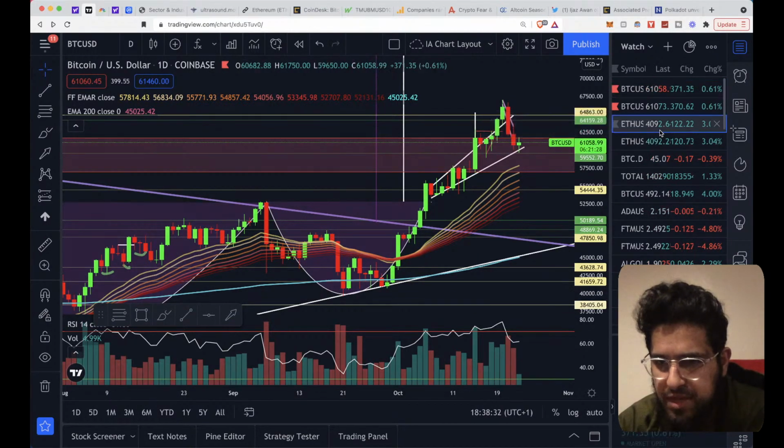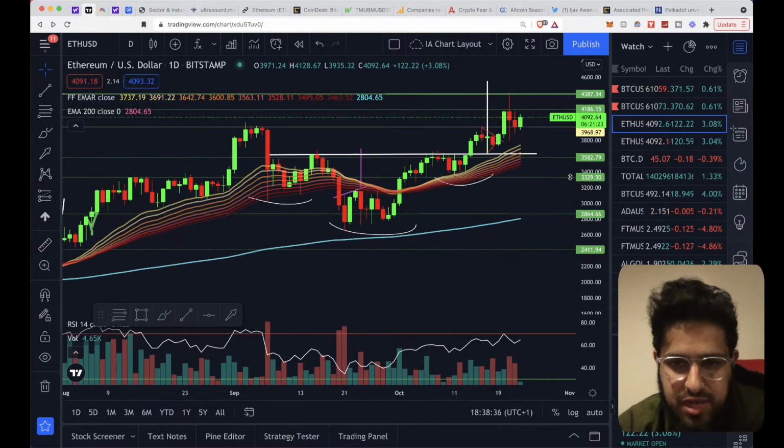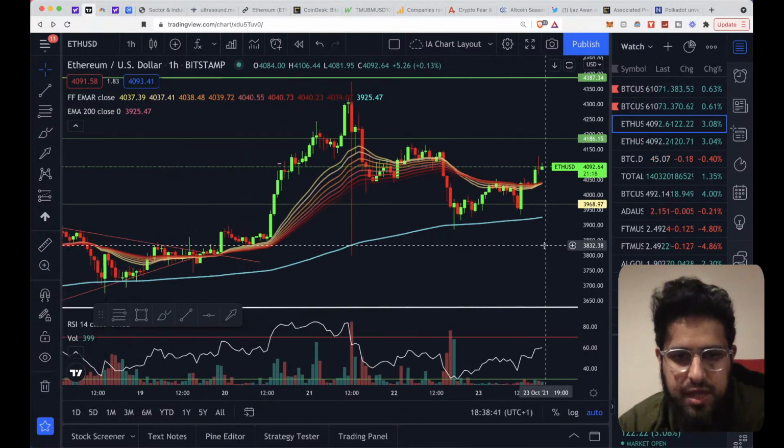That's a touch on Bitcoin. Let's have a look at Ethereum, because Ethereum's up 3%. Ethereum's had a good strong day. Again, 6 hours until the candle closes. Let's take a look at the hourlies. Do want to take a look at Ethereum.